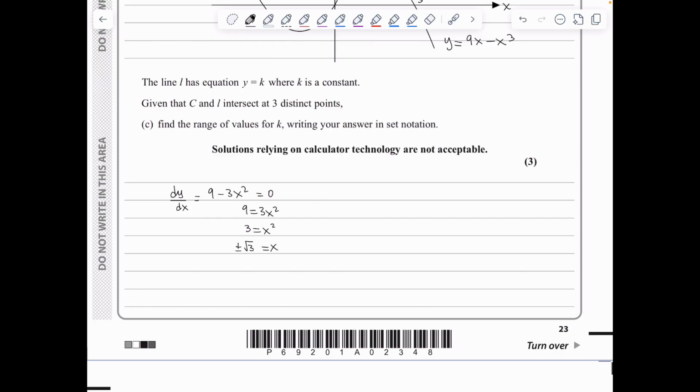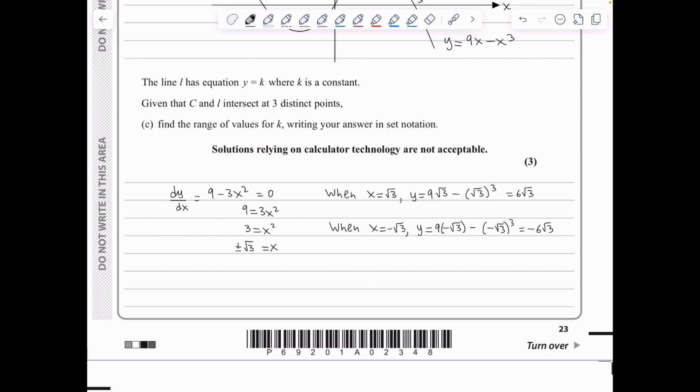I will proceed in evaluating y when x is root 3 and when x is negative root 3. So when x is root 3, y is 9 root 3 minus root 3 raised to the power of 3, which gives an answer of 6 root 3. And when x is negative root 3, I'll do the same. We've got y is 9 times minus root 3 minus the negative root 3 raised to the power of 3, which gives an answer of minus 6 root 3.